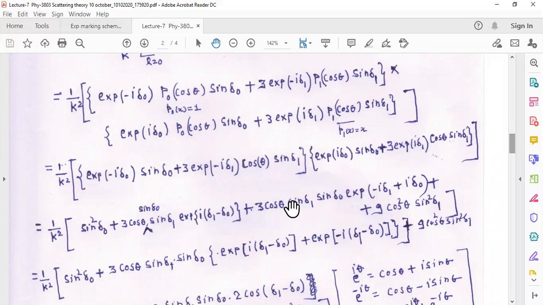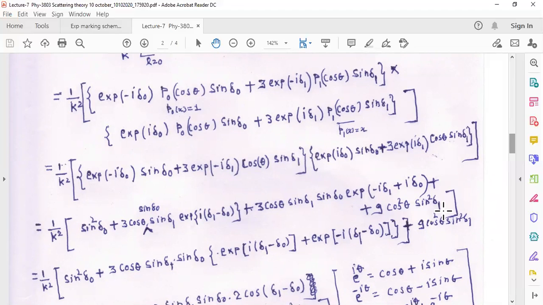Similarly now you can work out this term, which will multiply with the term consisting of 3 exponential of i delta 1 cos theta sin delta. So you can verify, it will give you the third and the fourth terms. I hope you understand this step, it is very simple, because 3 into 3 gives you 9. The last term is 3 into 3 gives you 9. Exponential of minus i delta 1 and exponential plus i delta 1 equal to 0, cos theta into cos theta is cos square theta, and sin delta 1 into sin delta 1 is sin square delta 1.